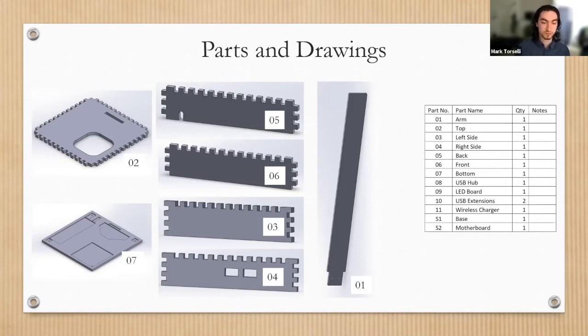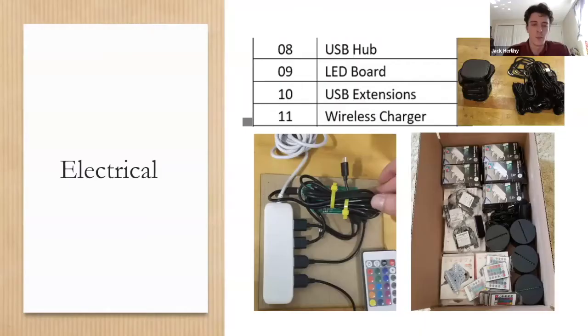And then we were able to take those SolidWorks drawings and convert them into 2D drawings that we could put on the laser cutter. So everything could be cut and etched quickly and with good tolerance, one after the other. I'm Jack Hurley. I was part of the quality control team.